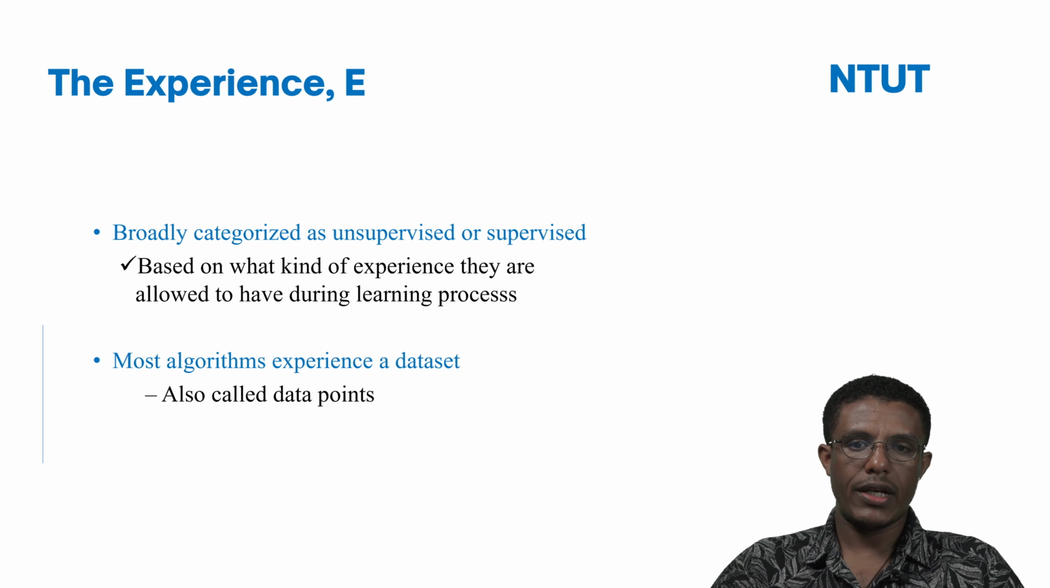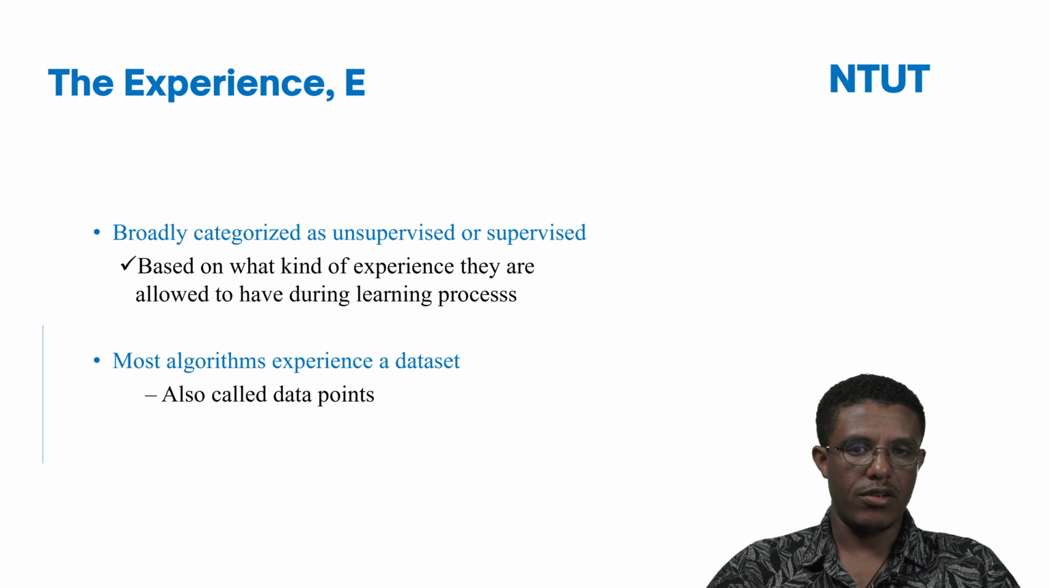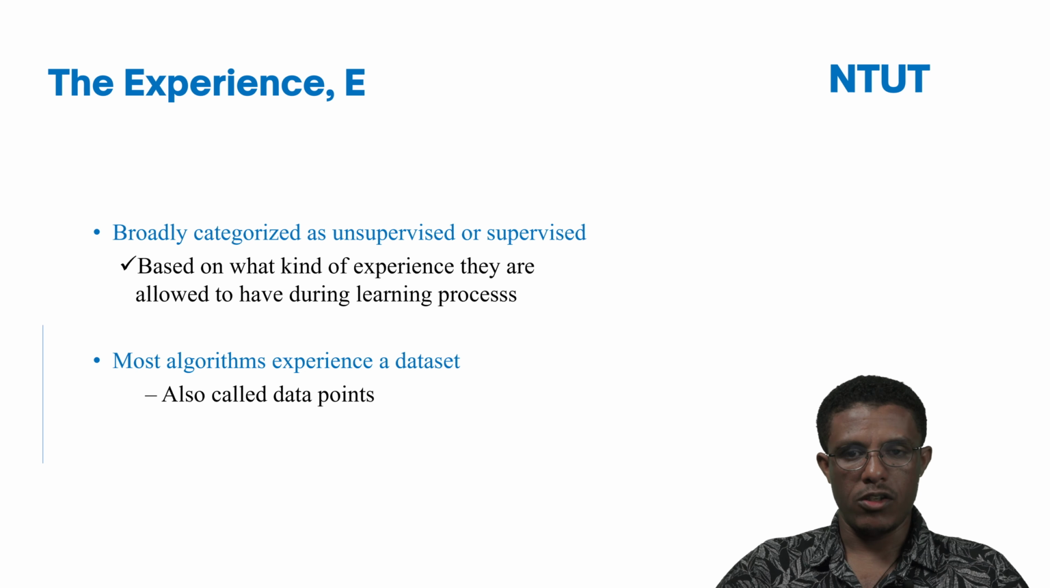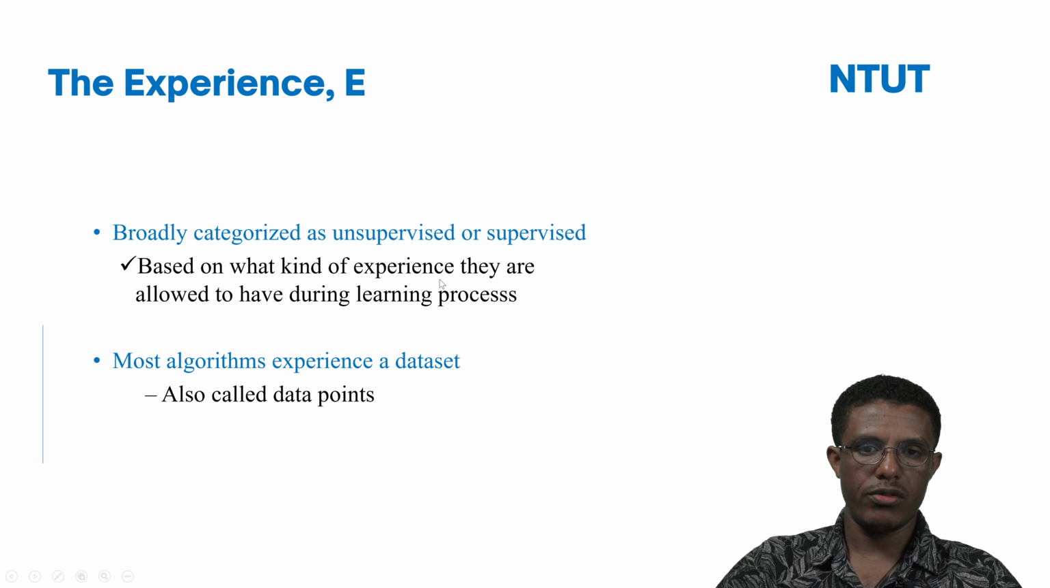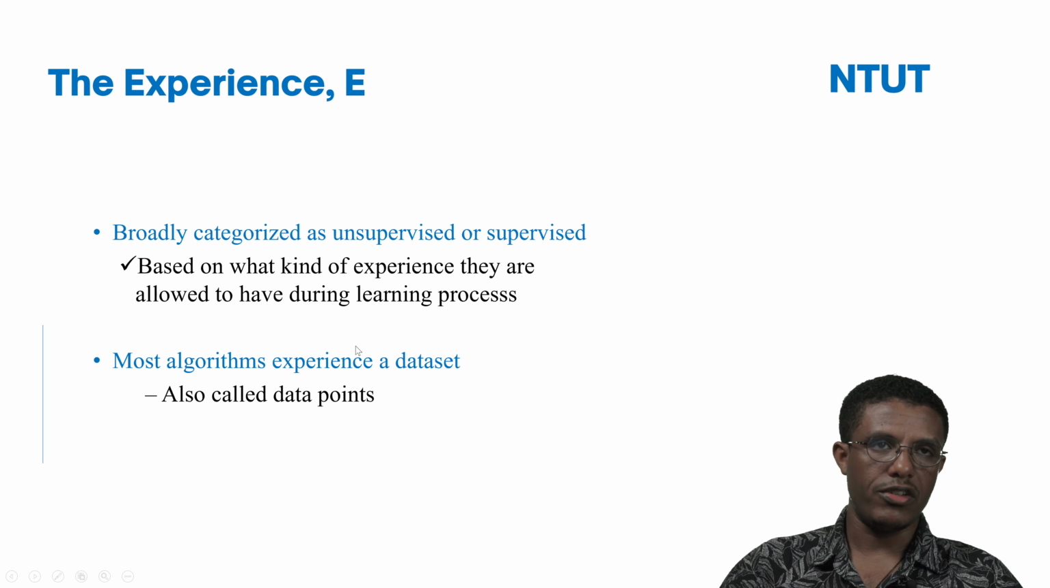So based on what kind of experience they are allowed to have during the learning process, the learning can be either supervised or unsupervised. It depends on the problem and the nature of the data. This is also a type of machine learning algorithm, but since this is just the introduction, we can see in detail what supervised learning and unsupervised learning are within the slides coming next. So when we say experience, actually for most algorithms the experience comes from the data sets.